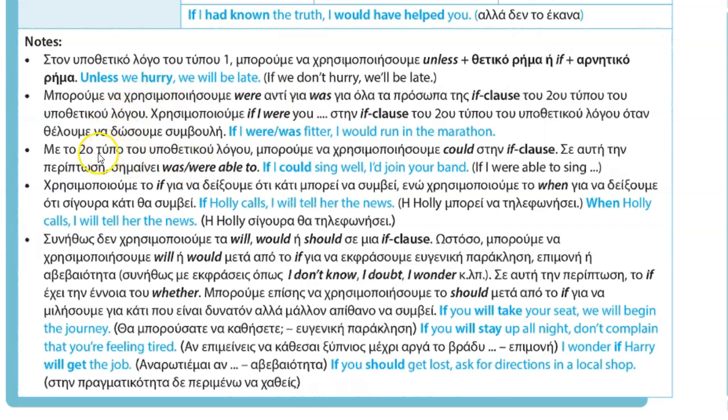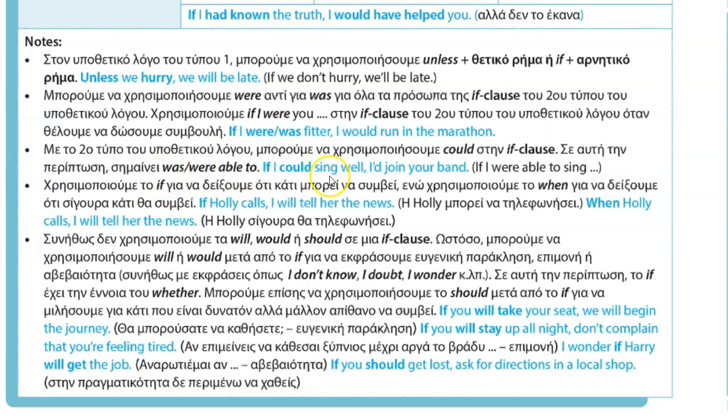Okay, moving on, we can see in type 2, we could use could in the if clause, which means the same as were able to. If I were able to sing well, I'd join your band. If I was able to sing well, I'd join your band. If I could sing well, yeah? Something that shows ability, we're able to.